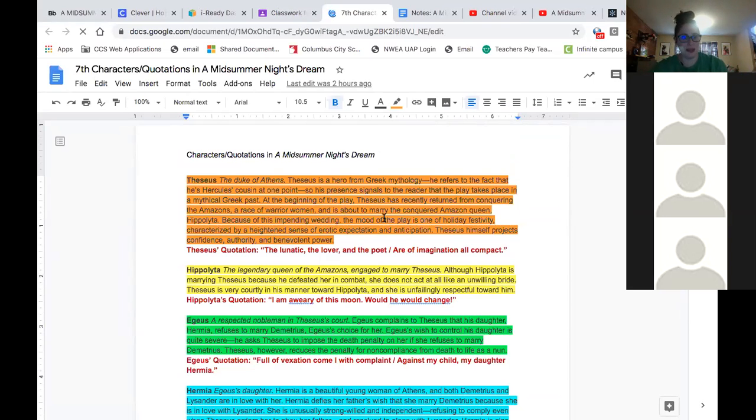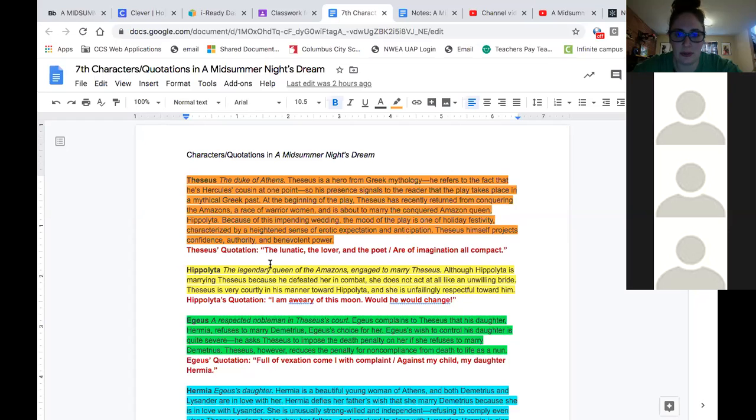Okay, so I'm going to start and I'm going to read Theseus, and then he has a little quotation, and then we're going to talk about what you think about Theseus's character. So Theseus is the Duke of Athens. Do you know what a duke is? No. He's like the mayor, kind of like he runs cities. He's a very powerful guy, a high-ranking official.